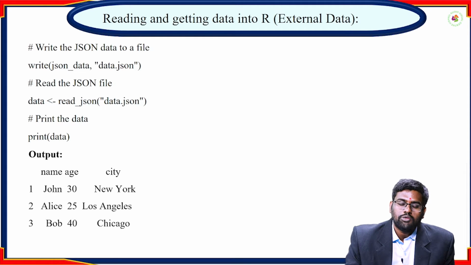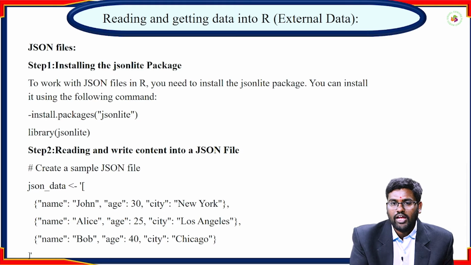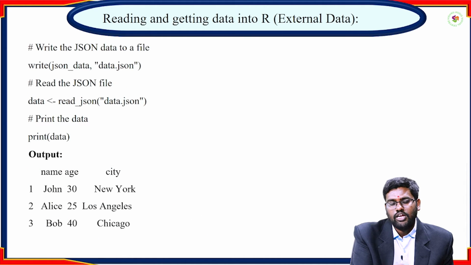So whatever content we have added previously, the names John, Alice, Bob, ages 30, 25, and the cities New York, Los Angeles and Chicago, these values will be retrieved from the JSON file, which is stored in our particular location. Whatever location we give, the JSON files will be stored there. And from the JSON file, by using read_json, we retrieve the data, and whatever is stored in the particular JSON file will be retrieved like this, based on the index, the serial number of indexes.